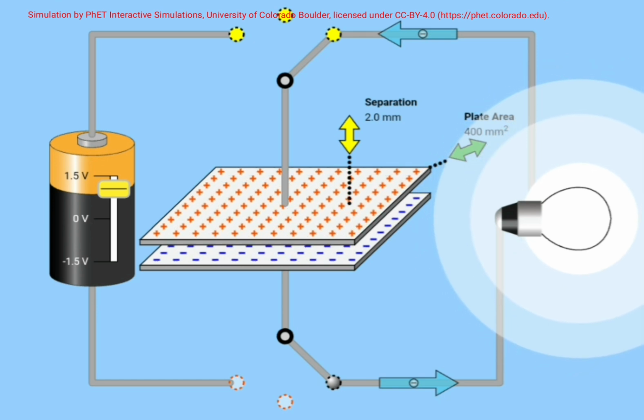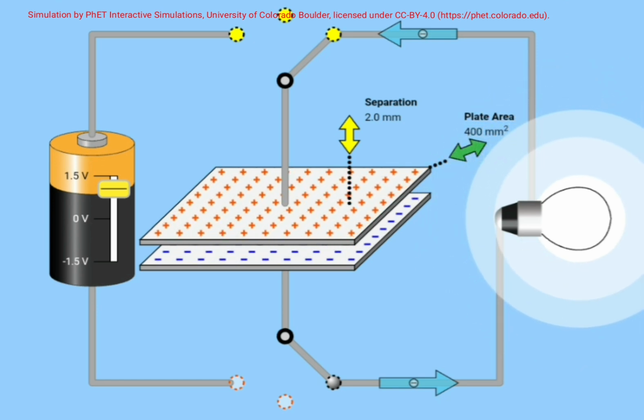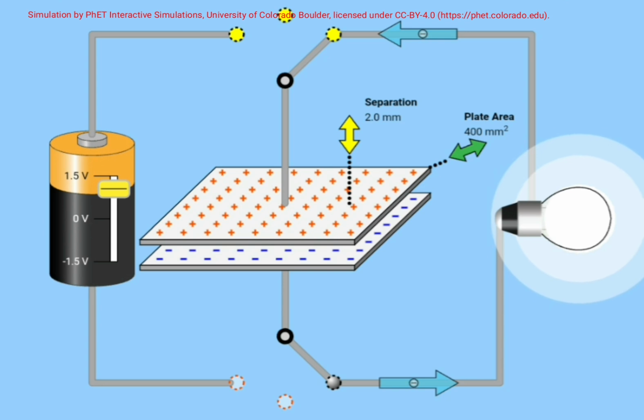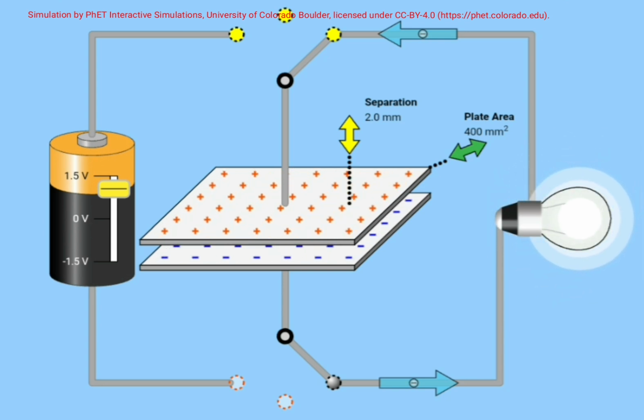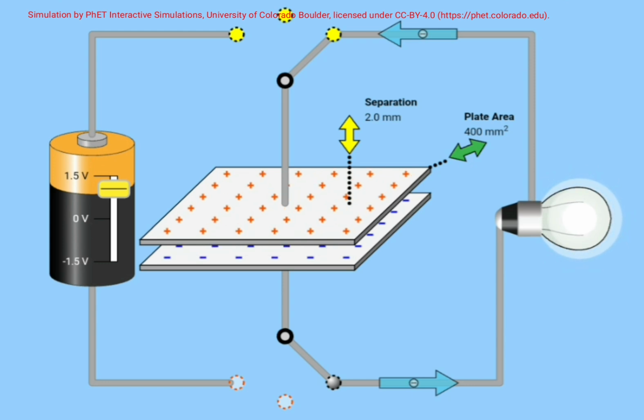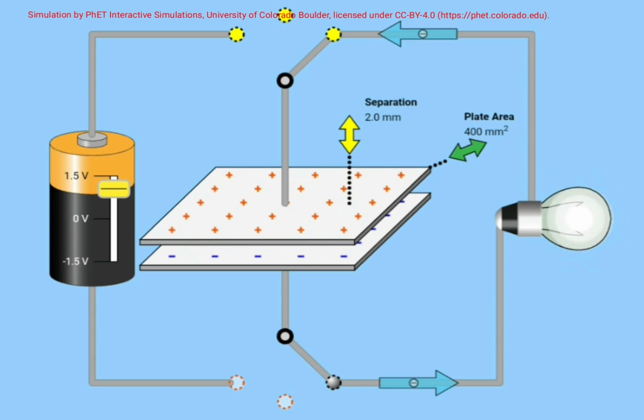Since they are going through the lamp in the path, they are heating up the tungsten inside it, and therefore the lamp would glow. So we say the capacitor saves energy in the form of the electric field.